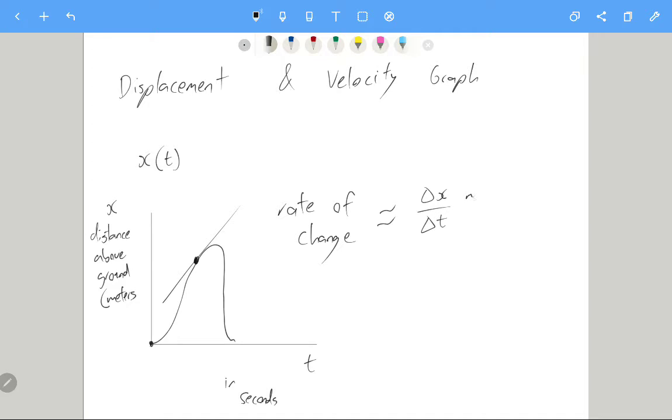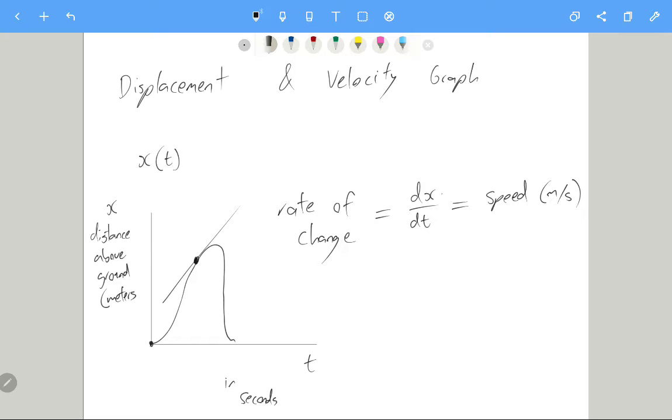Well, what would that be measured in? Well, x is being measured in meters, and time is being measured in seconds, so it'd be measured in meters per second. So when we think about the true rate of change, which is once we take that limit as h goes to 0, well, the rate of change would be dx/dt, and this would be equivalent to the speed, right? Speed in meters per second.